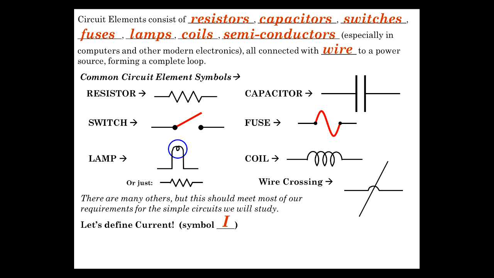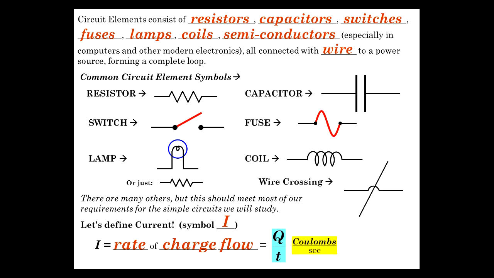To start with, we have current. The symbol is I. And what is current? Current is probably the most fundamental idea. Without current, you don't have anything happening. Basically, current is the rate at which the charge is flowing. So the rate of charge flow, and that's with respect to time. So in other words, it's charge over time, Q over T. Now Q over T is coulombs over seconds, standard units.